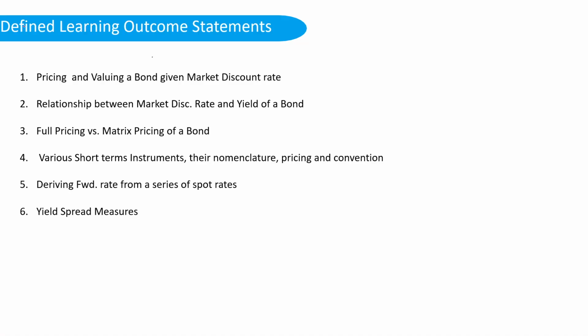So the defined learning outcome statements are: how to price and value a fixed income security given a certain market discount rate; what is the relationship between the market discount rate and the yields of securities; how we arrive at a theoretical fair price of a security; what is meant by clean price, accrued interest, and the cash price.